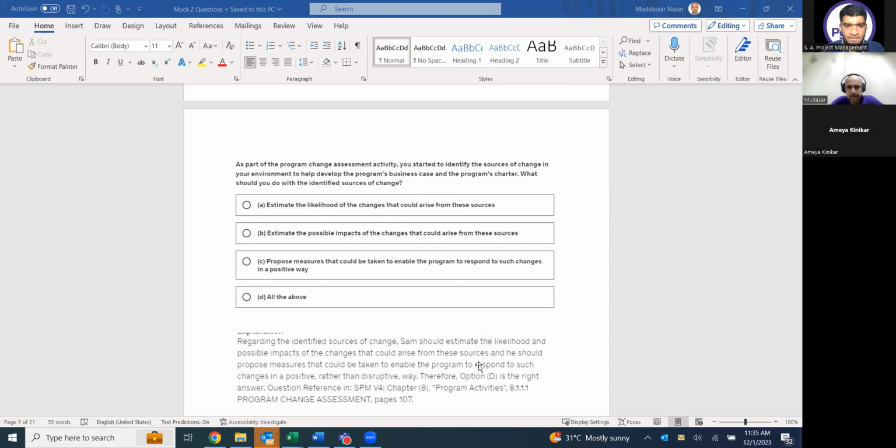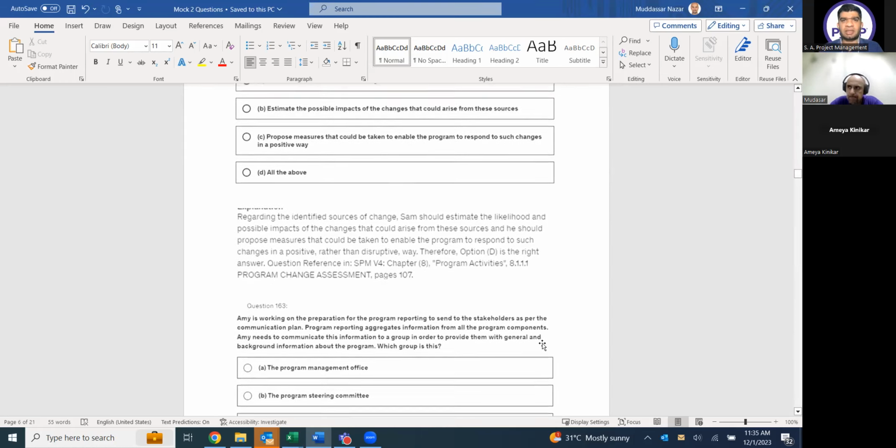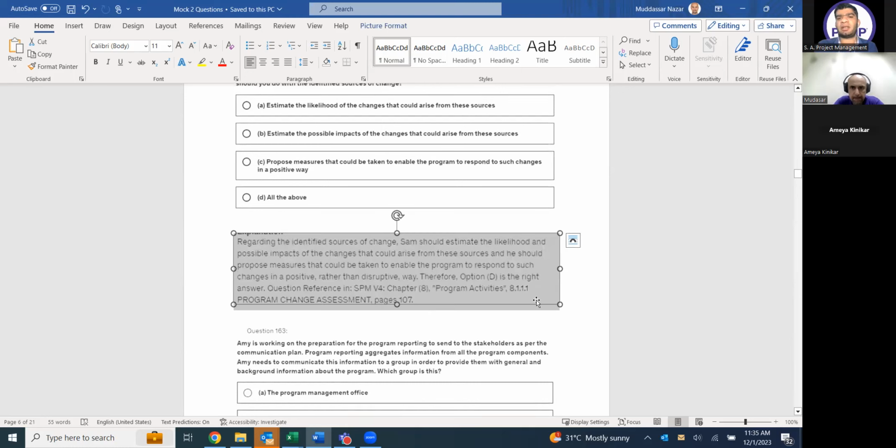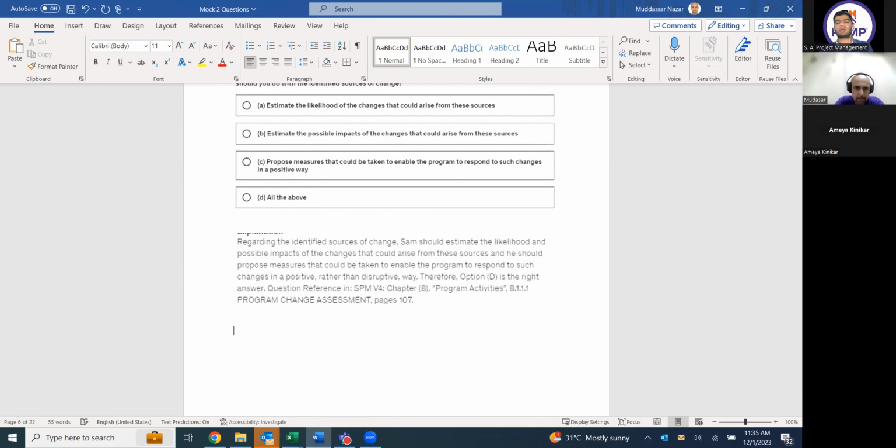Understood. You can write the reason here. Please write the reason here. Number one step: document the risk. Sources of change is equal to risk. Document the risk, analyze the risk, make risk response strategy.